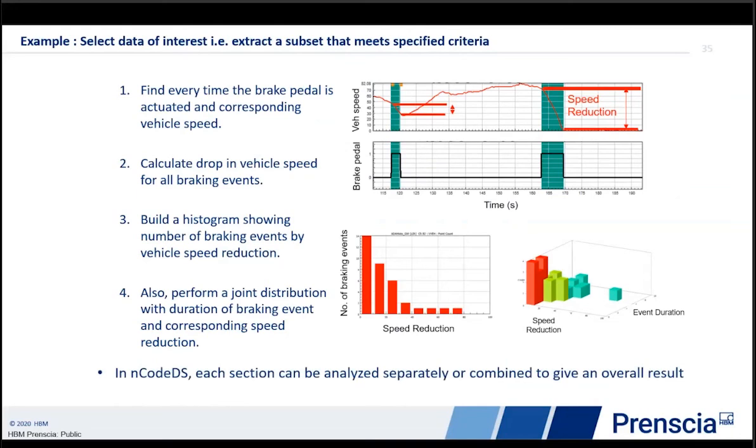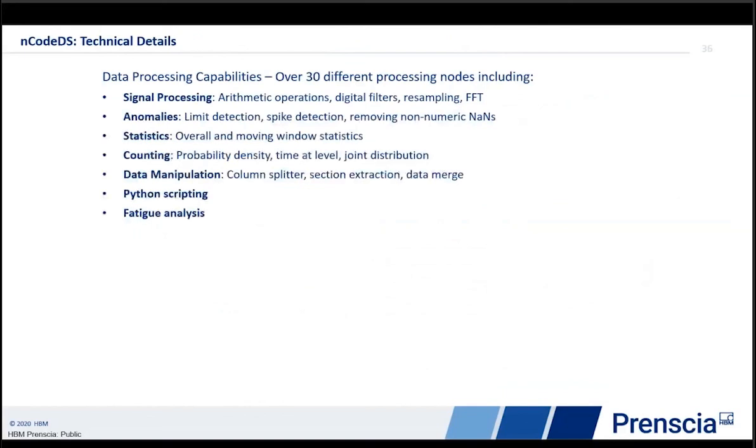nCodeDS is callable using Python out of Aqira. That's how you set that up. And then once you've set it up, it really demonstrates, for example like this again, significant orders of magnitude speed up for the way that it handles this kind of data. In terms of technical details, we currently have over 30 different processing nodes. We term them within nCodeDS for signal processing, finding anomalies, doing stats and counting, manipulating the data. You can also put Python directly within that node. And as you'd expect from us, we also have some fatigue capabilities built in as well.